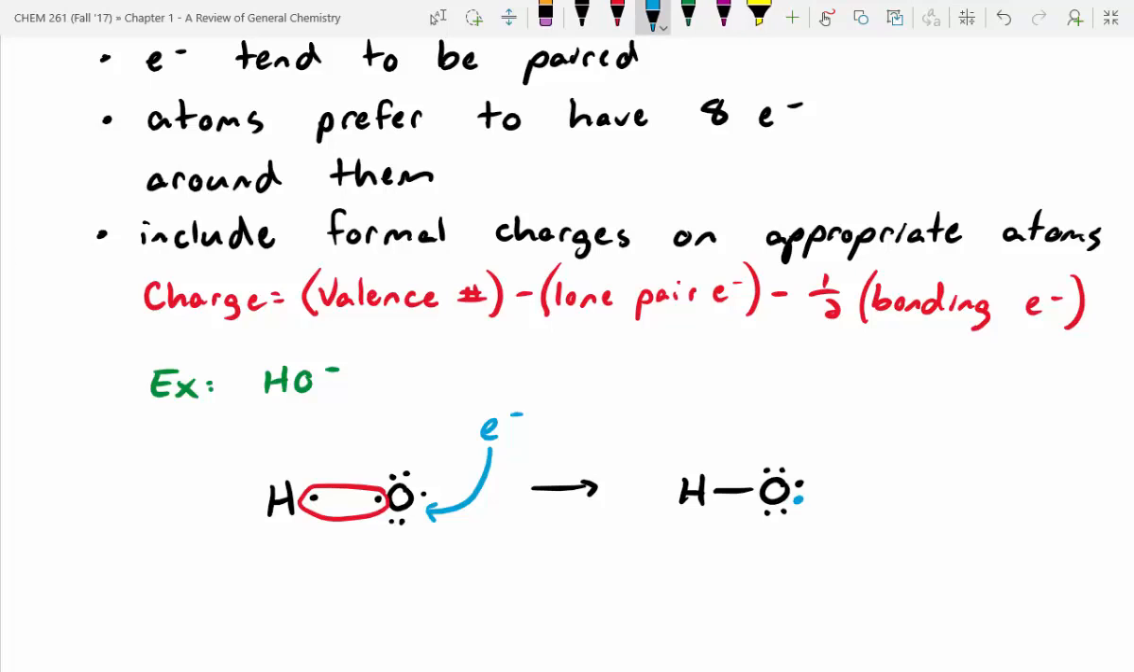All right. If we look here, we still need to include a charge. Where does the charge go? On the oxygen, because it's the atom that gained the electron, right? So oftentimes what I do when I show charge is I'll show it and then I'll put a circle around it. That way we don't get it confused with a bond or anything else. So this is HO negative with that electron that was added in.